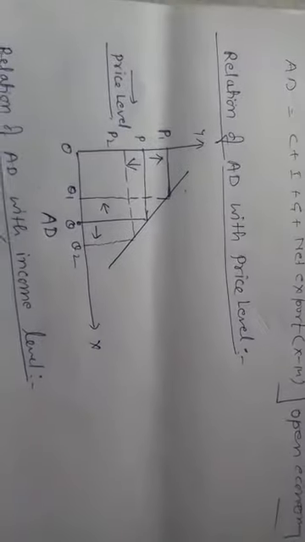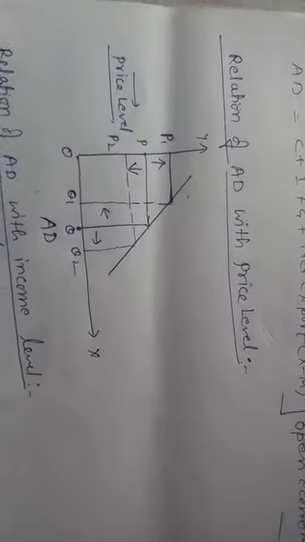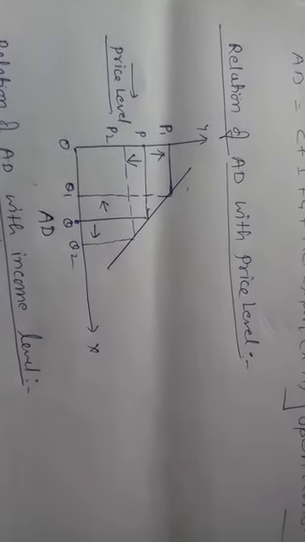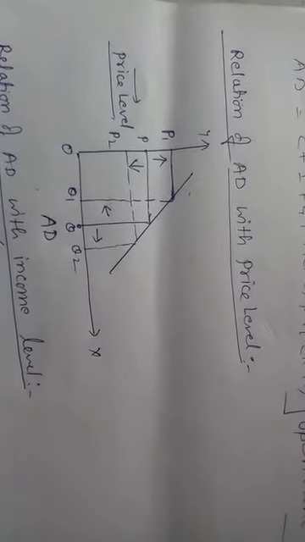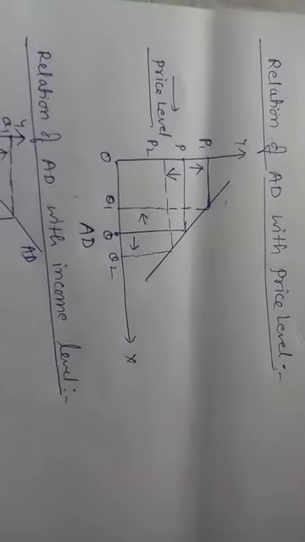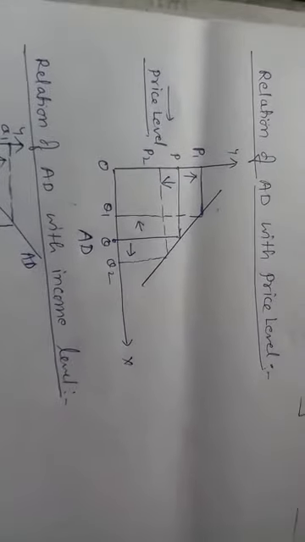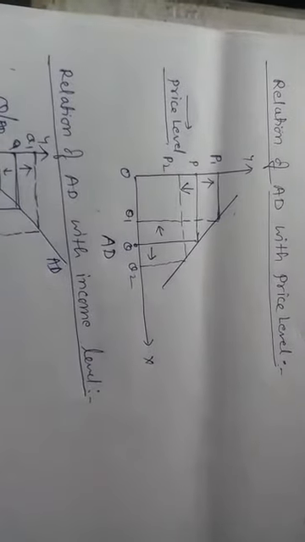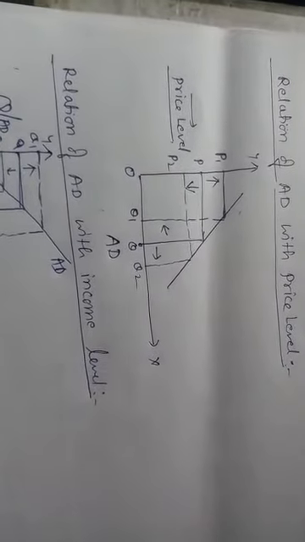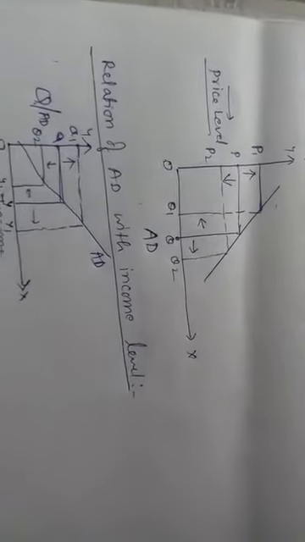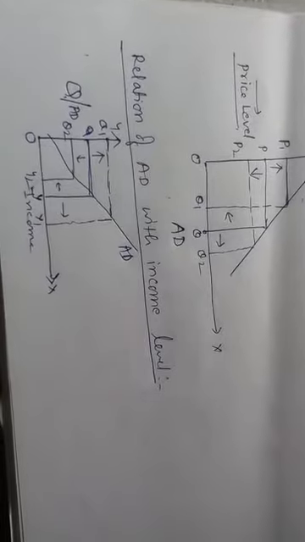Again, I am telling you, when the price decreased from P to P2, then the quantity increased. It is Q to Q2. So we can say that there is a negative relationship between price level and aggregate demand. When the price increases, aggregate demand decreases, and when the price decreases, aggregate demand increases.